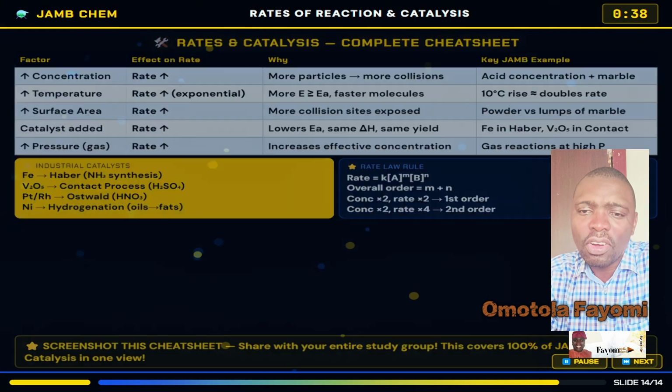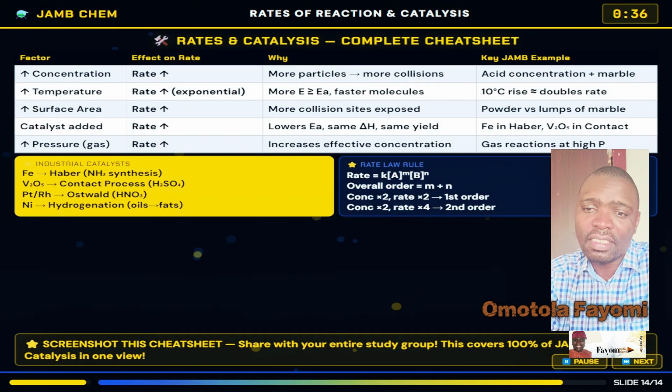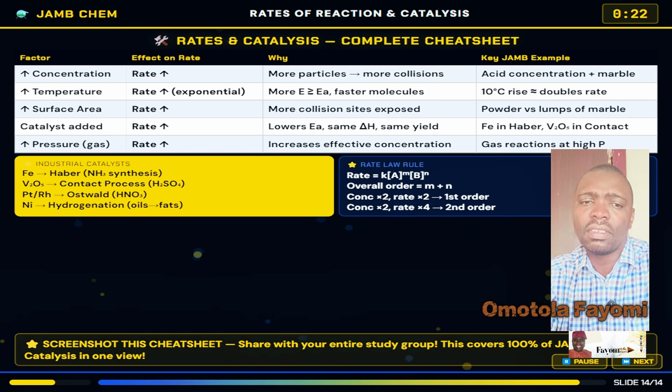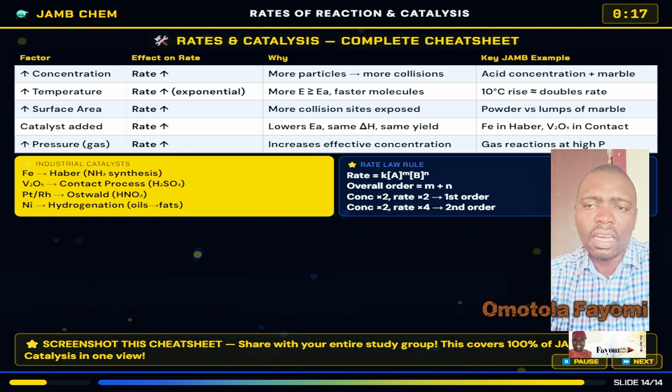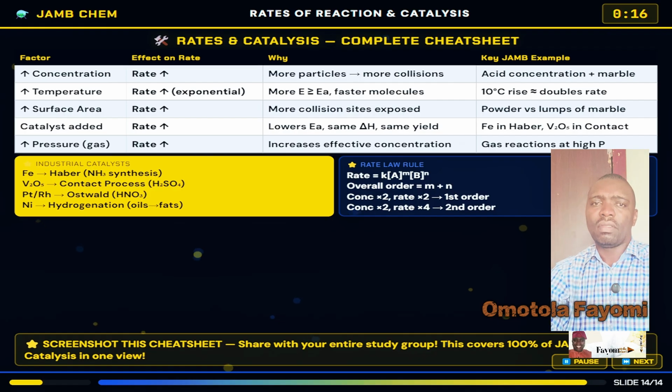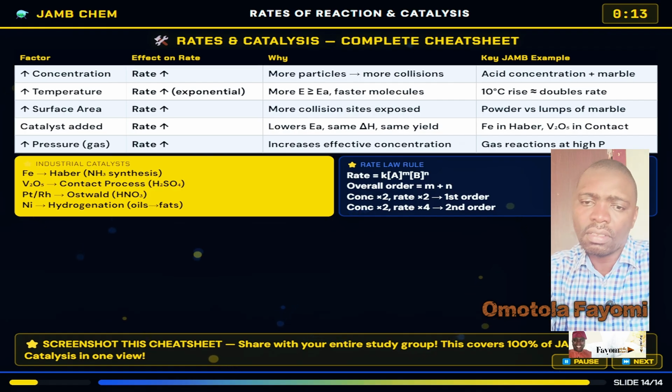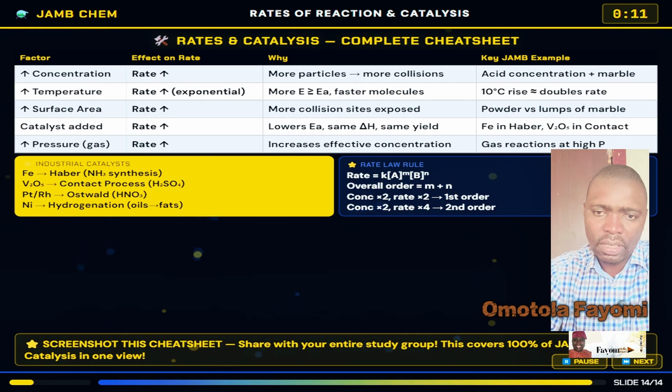And here is your complete rates of reaction and catalysis cheat sheet. Everything you need in one beautiful table. Screenshot this right now and save it for your revision. Share it with your study group. They will thank you. 5 factors: concentration, temperature, surface area, catalyst, and pressure, all increasing the rate. All explained by collision theory. 4 industrial catalysts: iron for Haber, vanadium pentoxide for contact, platinum for Ostwald, nickel for hydrogenation.